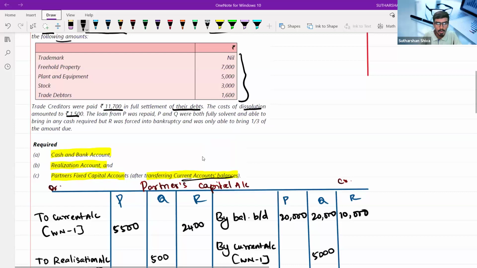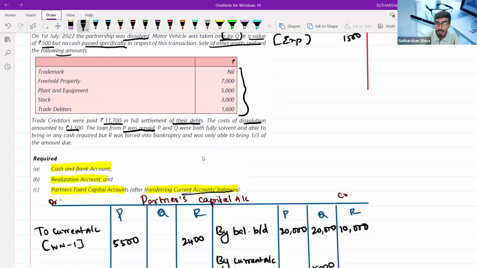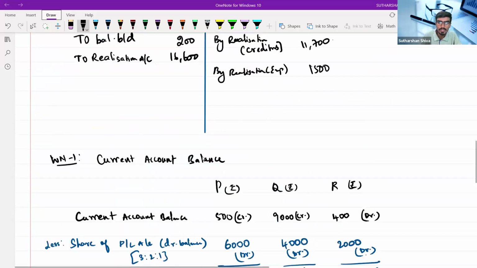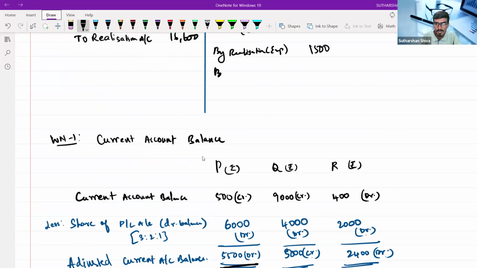You have put the loan from P was repaid. You are repaying the loan. It means write down to cash account. How much you repaid? Entire value, 8,000, you repaid. Now go to the account and show by P's loan, how much? Or by realization account. Realization account, in any way you can show 8,000.